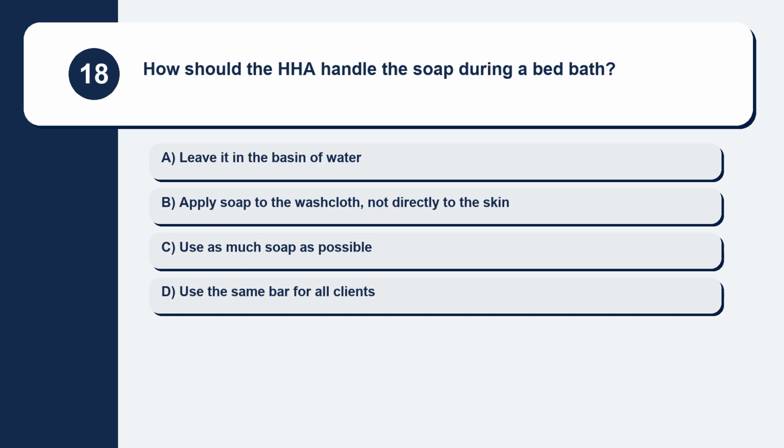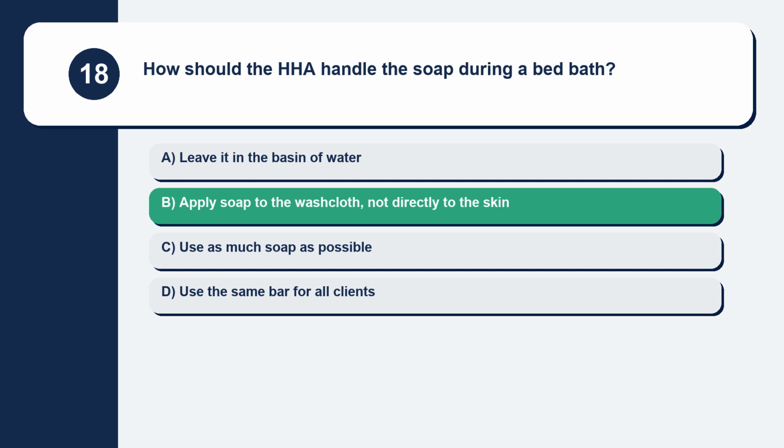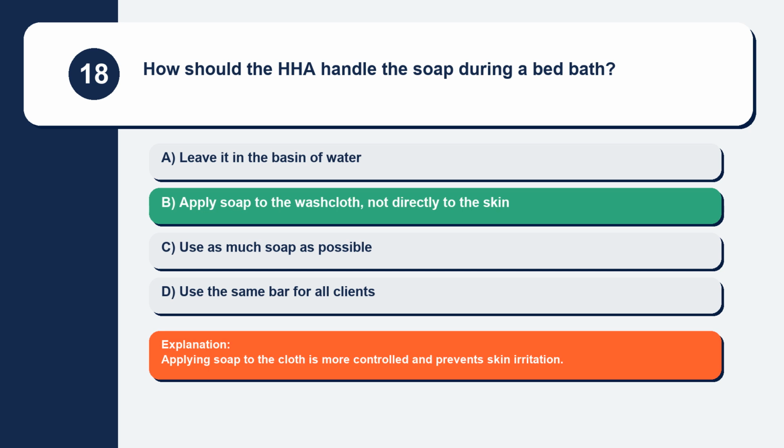Question 18. How should the HHA handle the soap during a bed bath? Leave it in the basin of water. Apply soap to the washcloth, not directly to the skin. Use as much soap as possible. Use the same bar for all clients. Applying soap to the cloth is more controlled and prevents skin irritation.